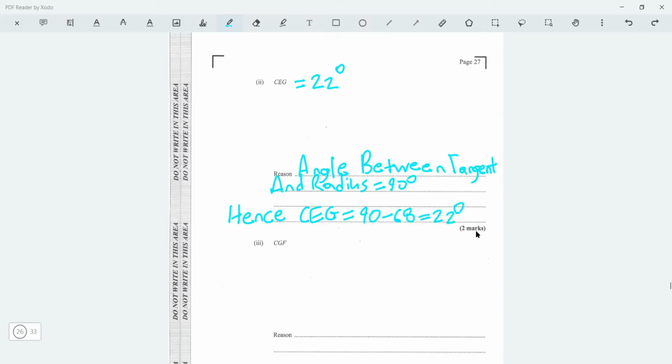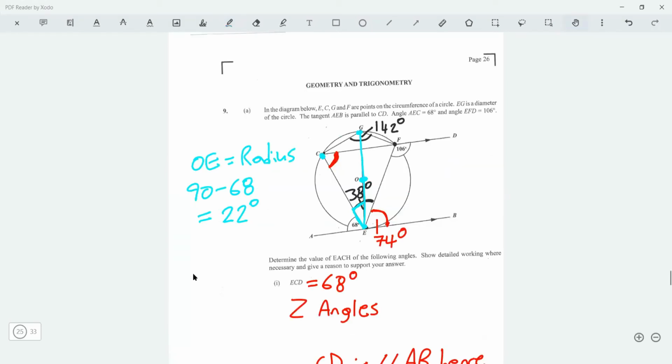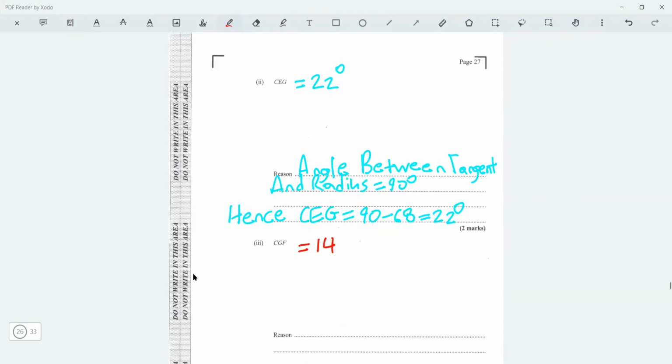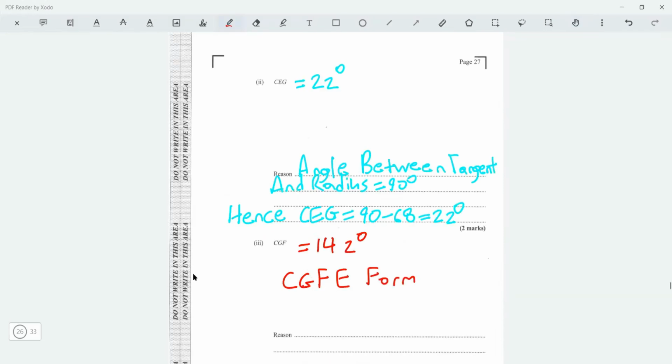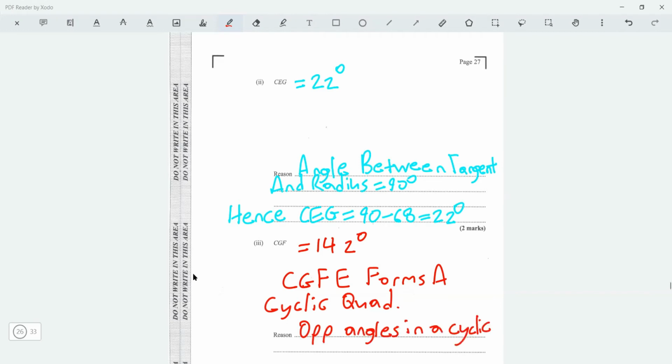That's the working out. Okay, next part says it wants CGF. Let's put those points in red. C, G, F. See, they already write it down. That was the first one we found, 142. We didn't even need it yet. So that is equal to 142 degrees. The reason is, I'm just going to write it out right here: C, G, F, E forms a cyclic quadrilateral. And what we do know is that opposite angles in a cyclic quad sum to 180.